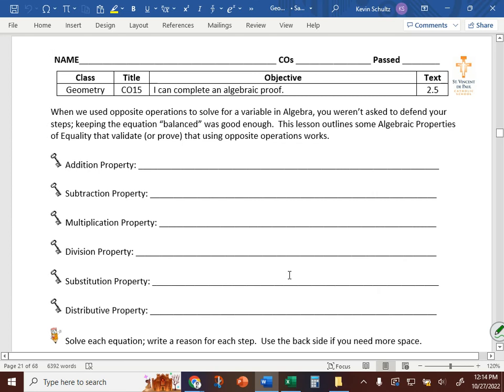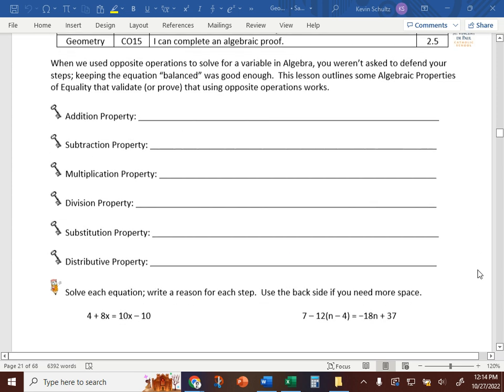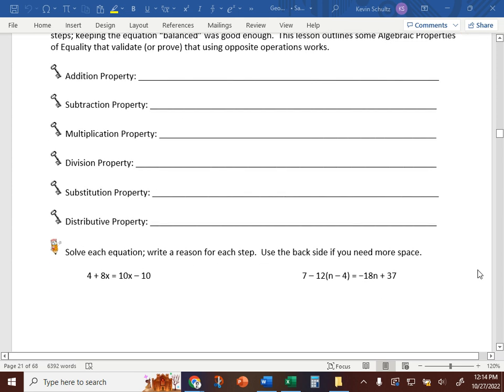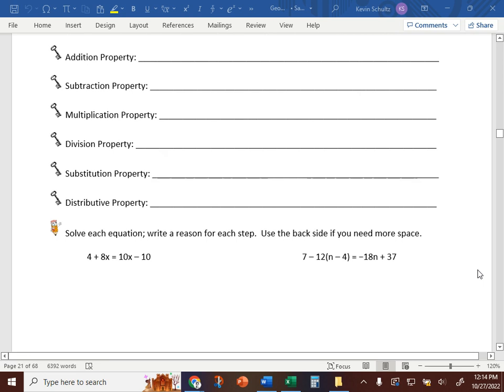Hey, geometry, we are going to start our journey officially with proofs today, and starting with algebraic ones, because that is what you are familiar with. In algebra, when we work with solving equations, we always talk about opposite operations, right? That is the process for solving any equation. But why it works is what we're going to focus on today. We do have some notes to take down, and then we're going to practice some equations down below there.